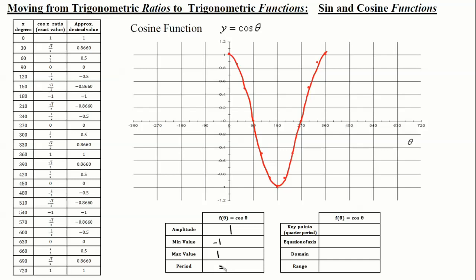The period is 360 degrees. Our key points, again, are at 90 degree intervals. So 0 degrees, 90 degrees, 180 degrees, 270 degrees, and 360 degrees. The equation of the axis is y equals 0. Our domain, again, x is an element of the set of real numbers. As this is a periodic function, it'll continue on to infinity in both the positive and the negative x direction.